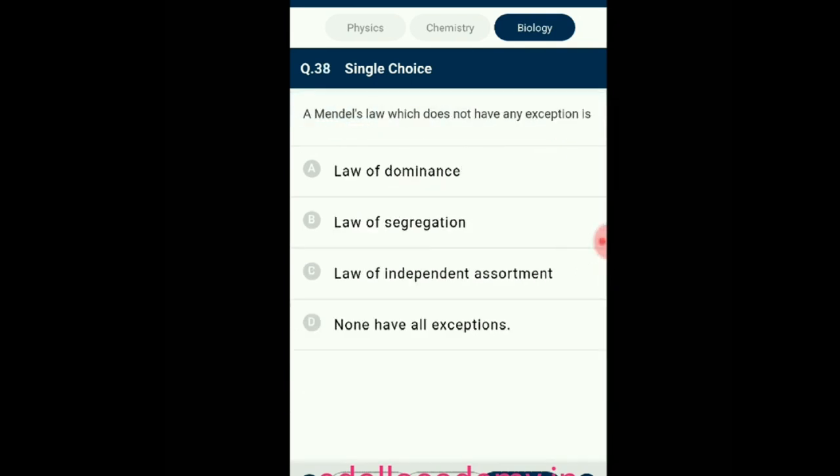Question number 38. A Mendel's law which does not have an exception is: co-dominance and incomplete dominance are exceptions to the law of dominance. Linkage is the exception to the law of independent assortment. Law of segregation has no exceptions, which states that in a hybrid, the members of an allelic pair stay together without mixing and separate or segregate independently during gamete formation. So the answer for this question is option B, law of segregation.